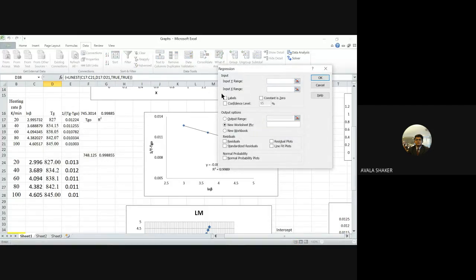In this regression we'll input the Y range, which is this, and we'll input the X range.